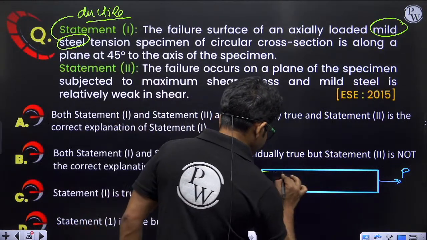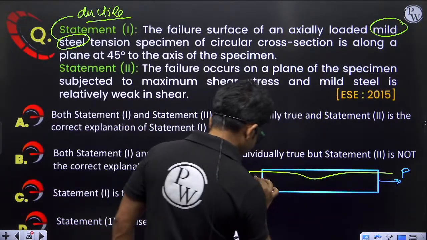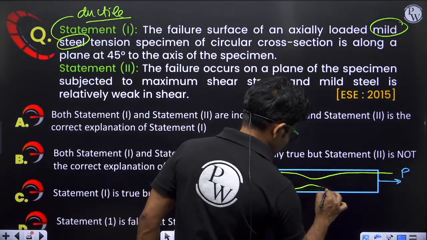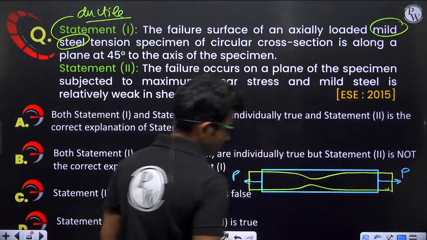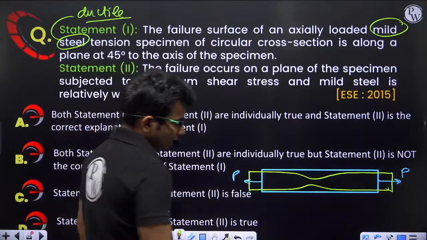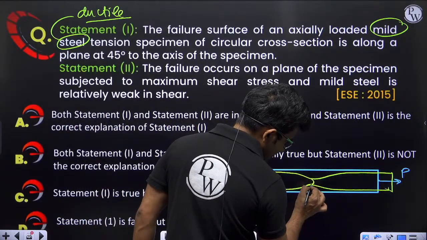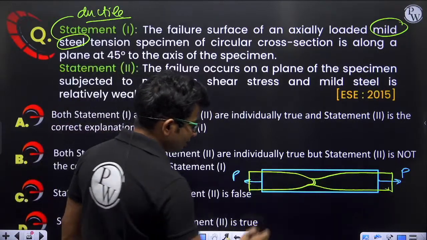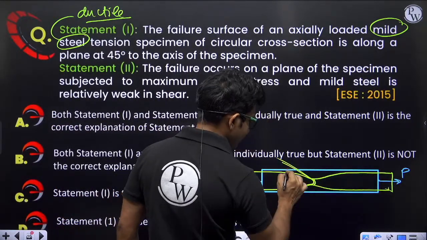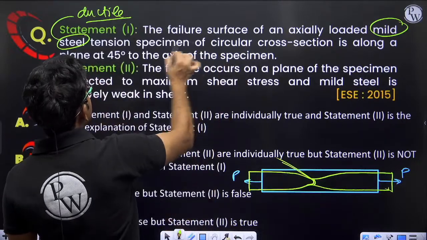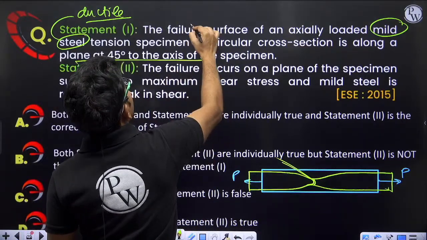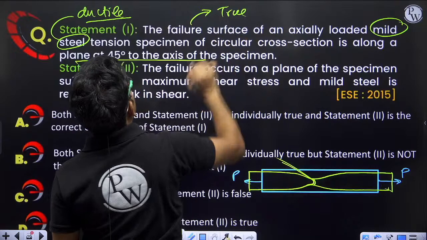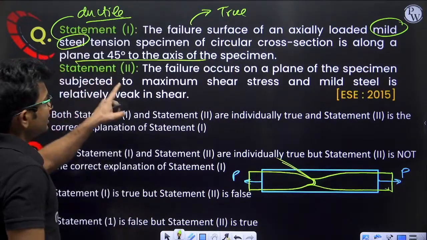Necking will happen like this. Necking. So in necking, after a certain time what will happen? It will fail like this. This type of failure will be called as cup cone failure, and failure plane is at 45 degree. So that means this is correct. This is true. Statement 1 is true. Let us see statement 2.